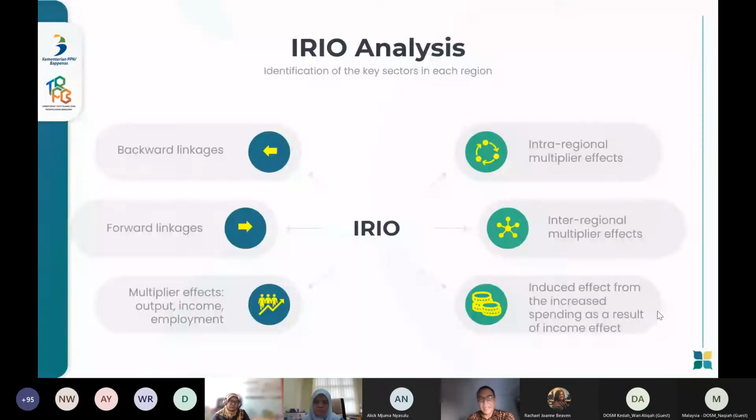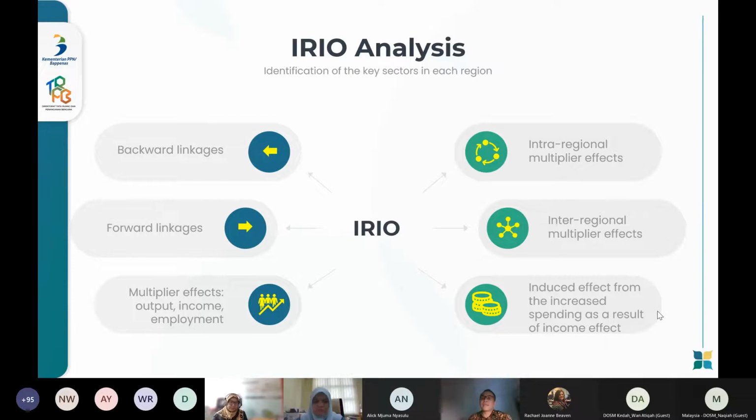The first use of the IRIO here is to identify the key sectors in each region. Using IRIO, we can identify the backward linkages and also the forward linkages, and also various types of multiplier effects: output multiplier, income multiplier, as well as employment. So we can identify the industries that give effect not only in fostering growth, but also in providing new employment.